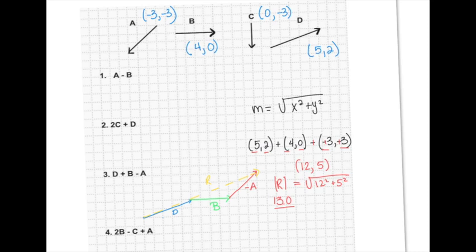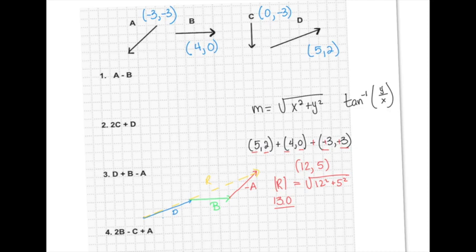Direction. How do we calculate direction? In our word problems, we've been doing this. How do we calculate it? Y over x. So the inverse tangent of my y over my x is going to give me direction.